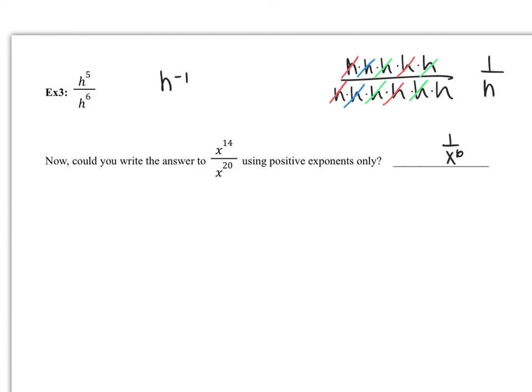So in this case, my final answer is going to be 1 over x to the 6th. One way to think about this is trying to see where there are more x's located. I have 14 x's on top, 20 x's on bottom. This means that there's 6 extra x's that aren't going to cancel, and they're going to be on the bottom since there's more x's on the bottom.